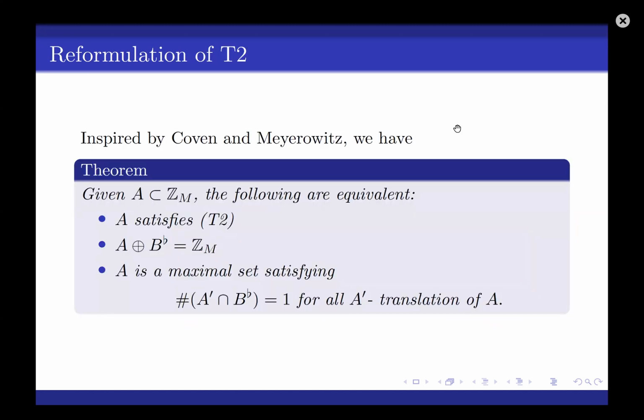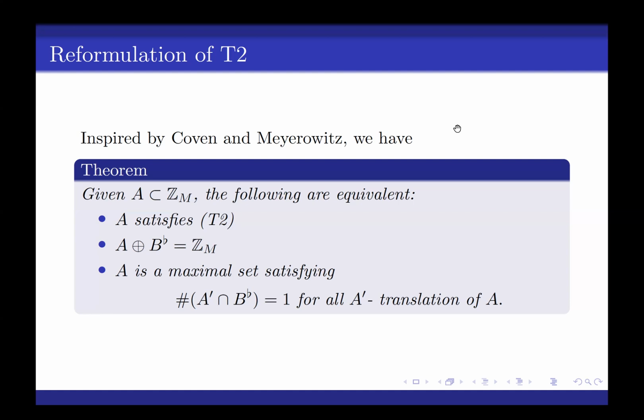Okay, so now this is inspired by Coven-Meyerowitz proof of how T2 implies tiling. So the construction that we just saw says that A satisfies T2 if and only if it tiles with a tiling complement B standard, or if you would like a completely combinatorial formulation of the same condition, you can say that A is the maximal set satisfying that each of its translations intersects the set B standard at exactly one point.